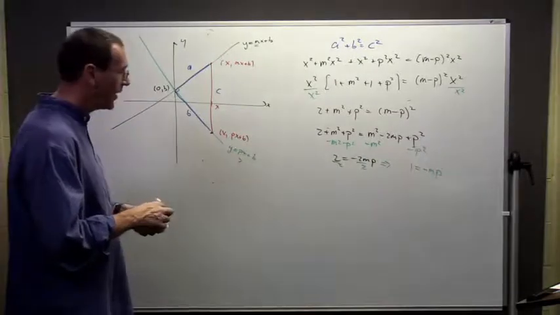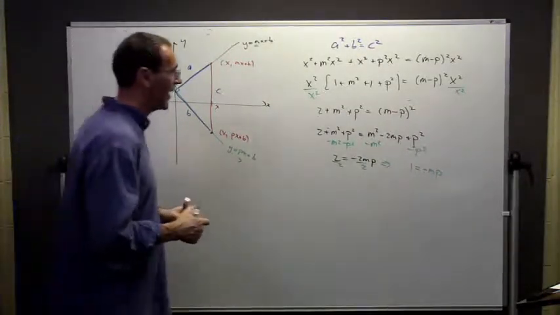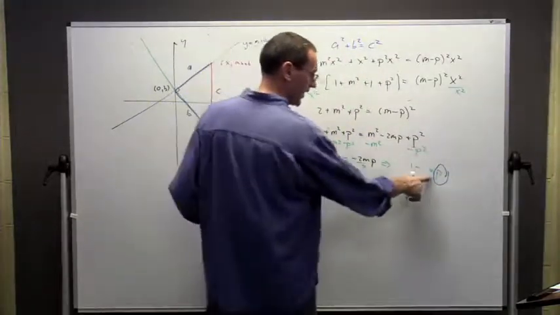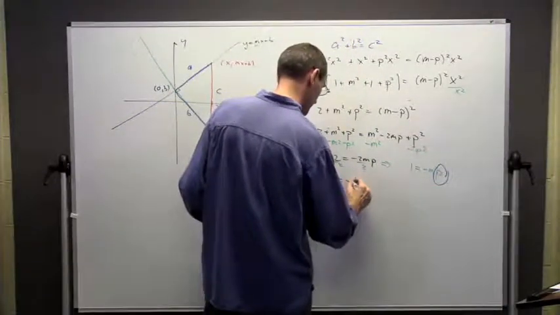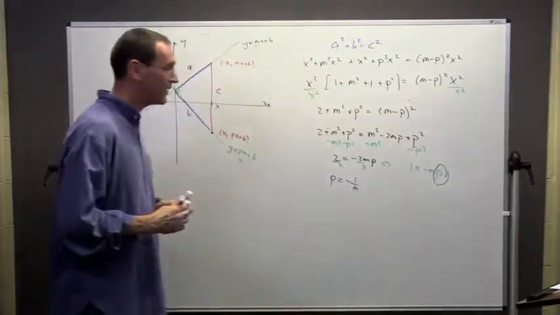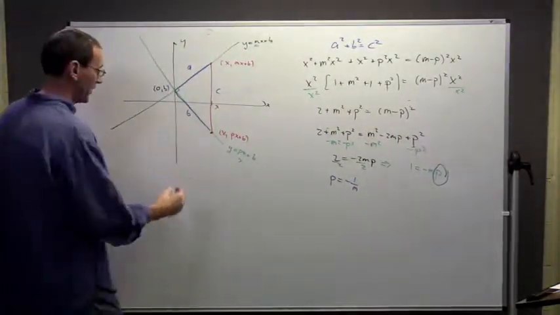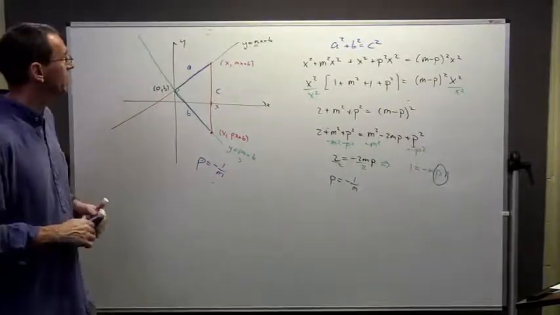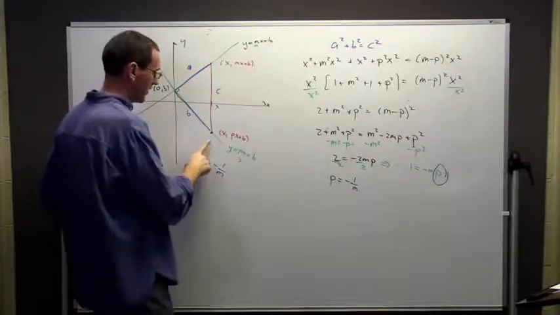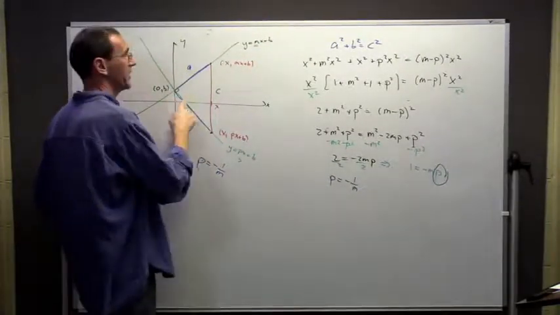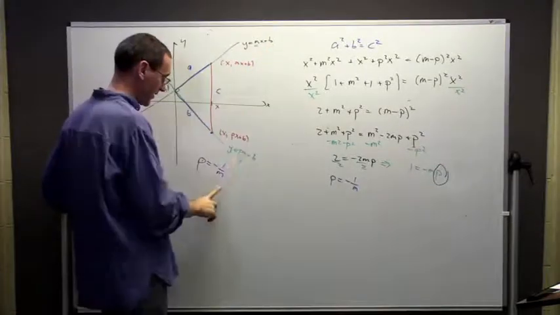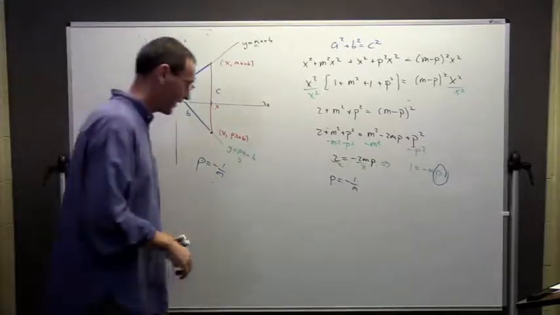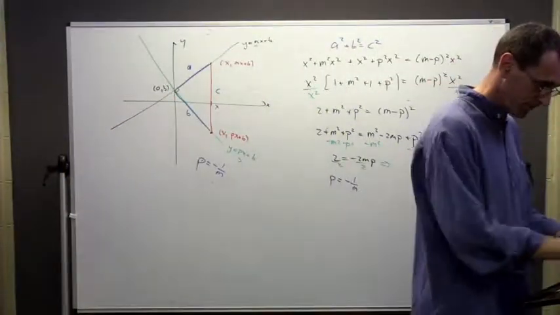And remember, I'm assuming I know what m is. I was given that. And my goal is to isolate p. So if I divide both sides by minus m, I get that p is equal to minus 1 over m. We have p is equal to minus 1 over m. So if you give me the slope of this line, the slope of the line that's perpendicular to this does not matter what the b is, it only matters what the m is, and it's found from this relationship here. Okay? So let's look at an example.